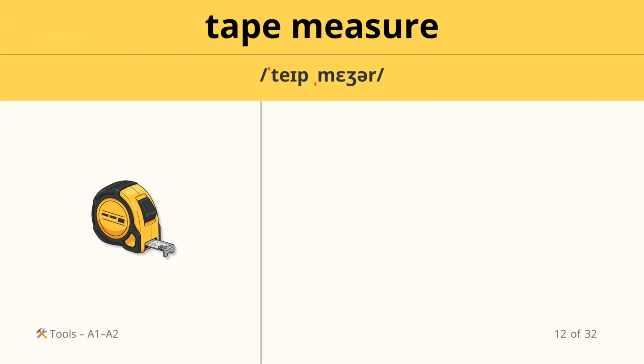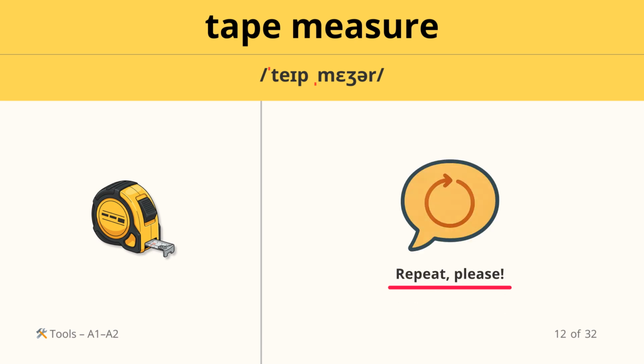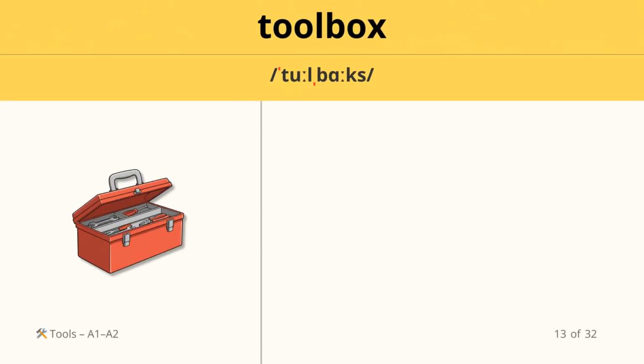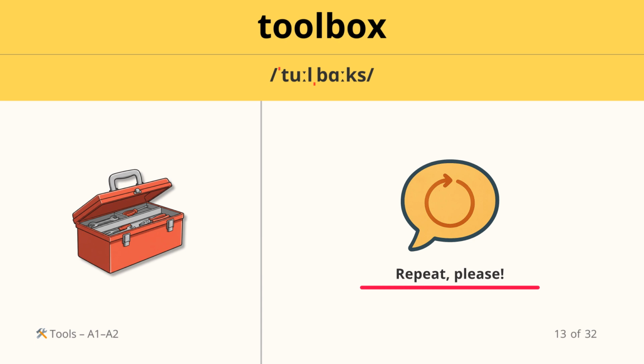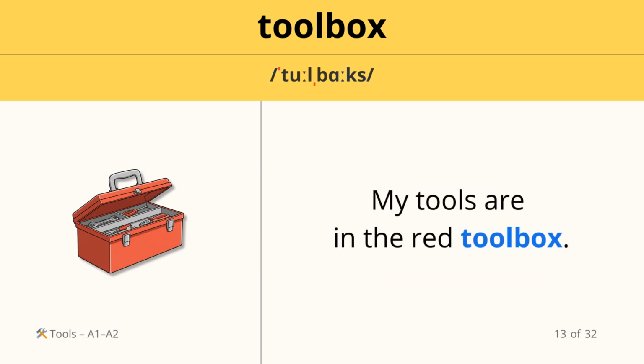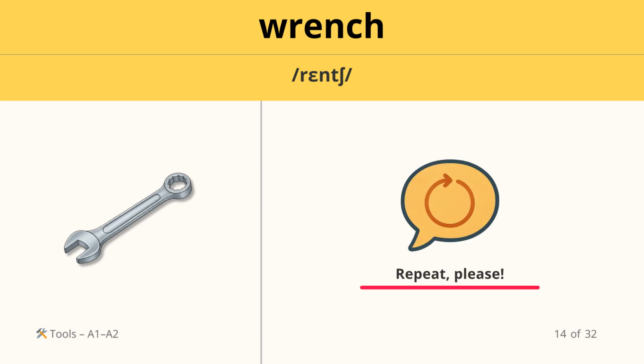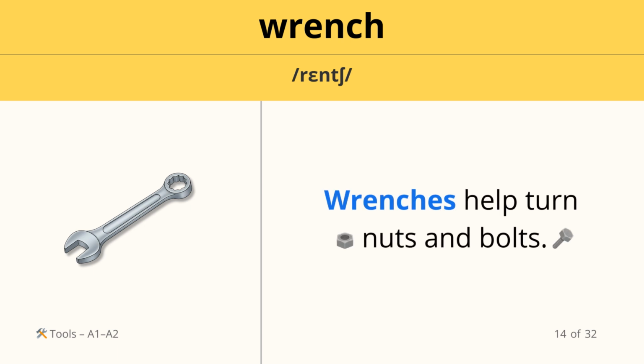Tape measure. Check length with a tape measure. Tape measure. Toolbox. My tools are in the red toolbox. Toolbox. Wrench. Wrenches help turn nuts and bolts. Wrench.